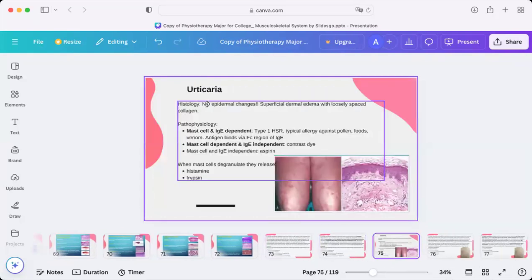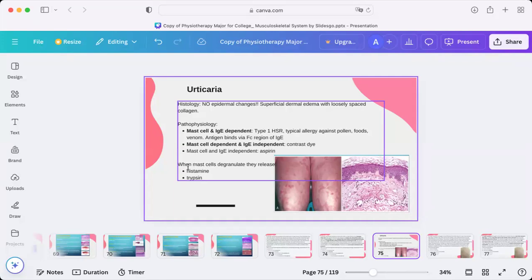So again, guys, as Nasser said, no epidermal changes. It's only in the dermis. I hope that's clear. And yeah, we can talk about the mast cell, the IgE, but I feel like this is more to do with immunology. This is Abrar's lecture. I'm not sure which one exactly, but I can send it to you.